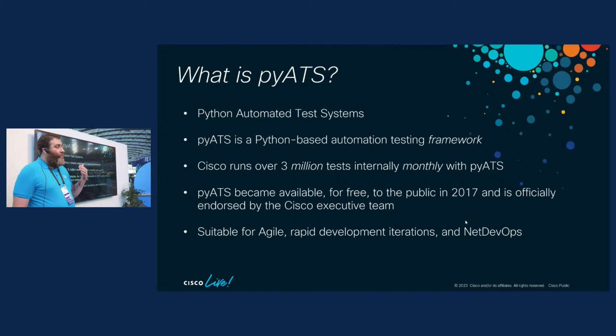It became available for free to the public in 2017. So it has more than 5 years out there, it's tested, it's battle hardened, it's been improved and patched and iterated over that time, but it is ready. It is enterprise ready today, given it's been available for the public since 2017. And I guess maybe most importantly, the Cisco executive team fully endorses pyATS. And again, it's suitable for agile rapid development iterations and NetDevOps. A little bit of marketing there.